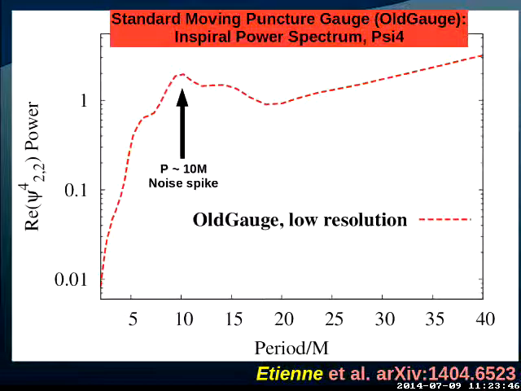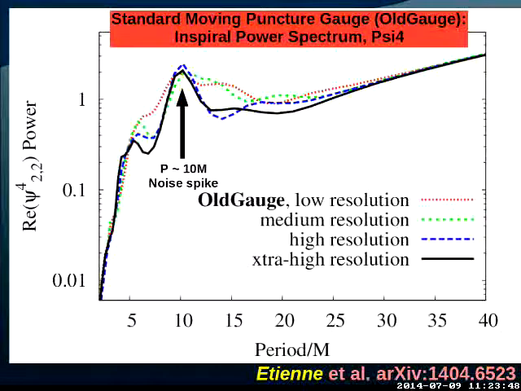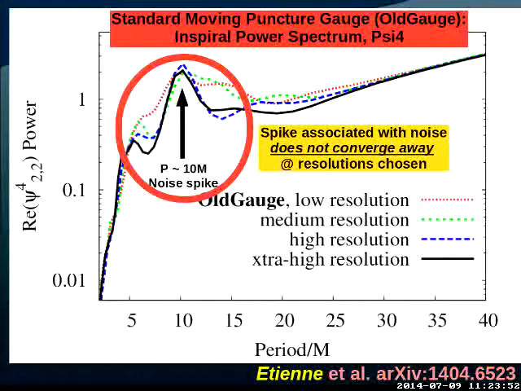What happens when we increase the resolution? Notice that regardless of the resolution chosen, the noise spike is unaffected, retaining its strong amplitude. In other words, the noise does not go away with increasing resolution. We found a non-convergent error, in other words.